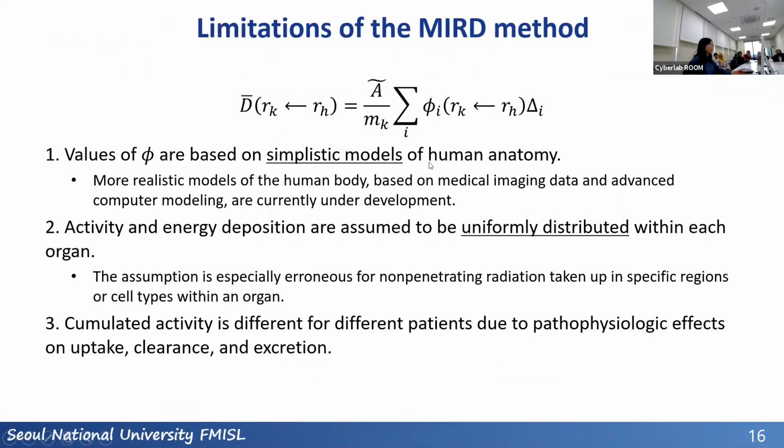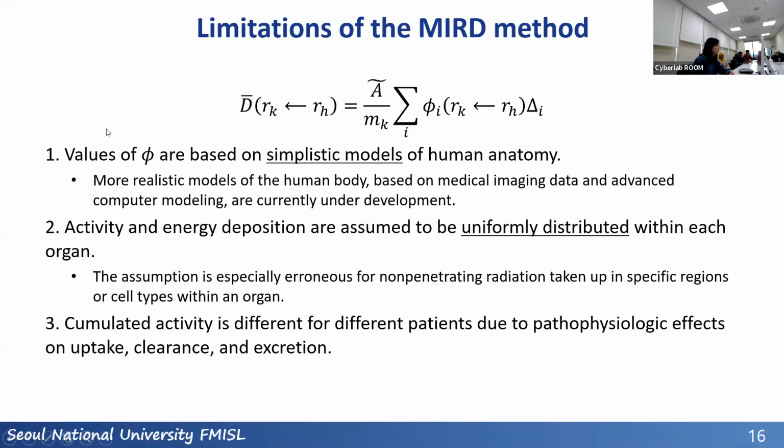So up to now we saw the MIRD method. This can be the summarized method of the calculation of the radiation dose.